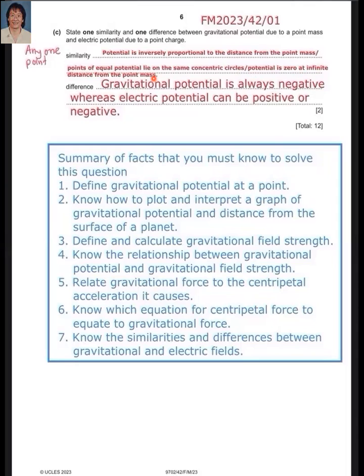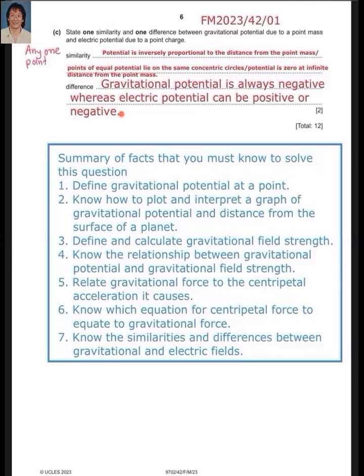The difference is that gravitational potential is always negative, whereas electric potential can be positive or negative. This is because gravitational force is always attractive, while electric force can be either attractive or repulsive.